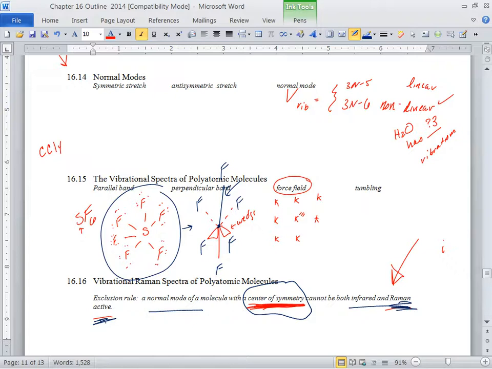If the molecule has a center of symmetry and this normal mode of vibration is Raman active, it has to be infrared inactive. That's the exclusion rule. So that's how you rule in or out this Raman activity of vibrations. That's how the homework has had me do it. Apply the exclusion rule.